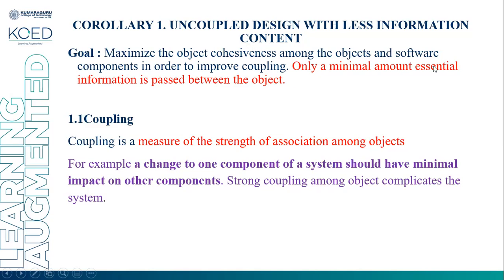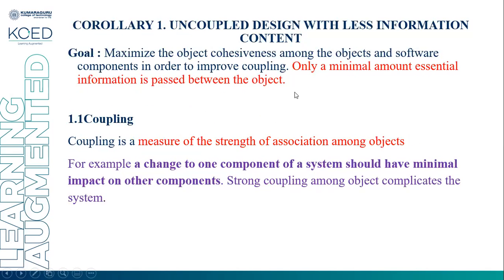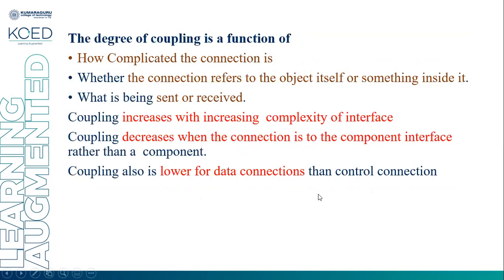Only a minimal amount of essential information must be passed between the objects. Coupling is a measure of the strength of association among the objects. For example, changes to one component of a system should have a minimal impact on other components. Strong coupling among the objects complicates the system. If the coupling is strong, it complicates the system.